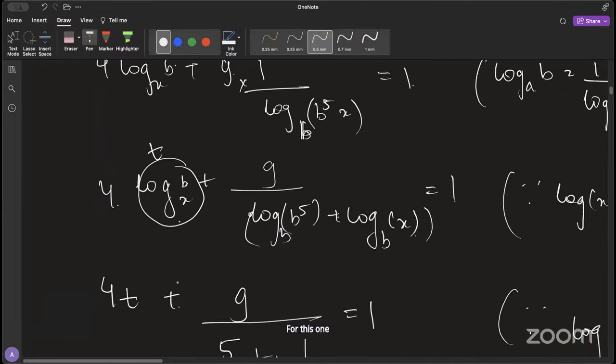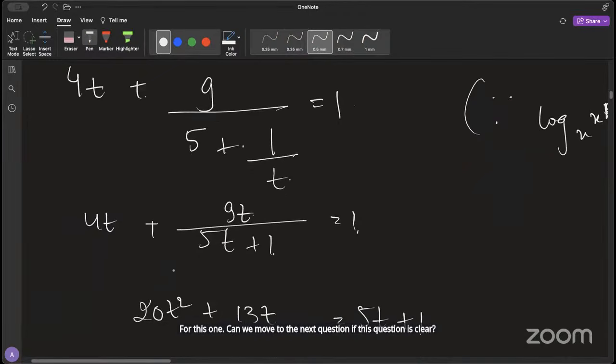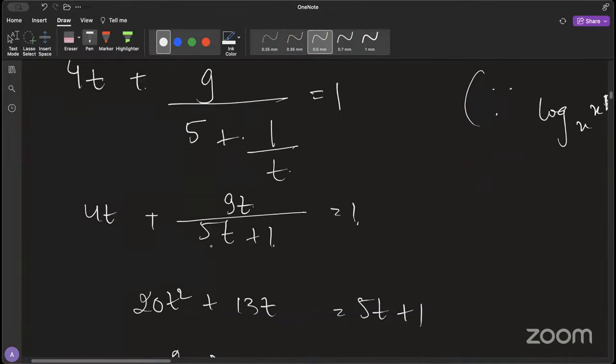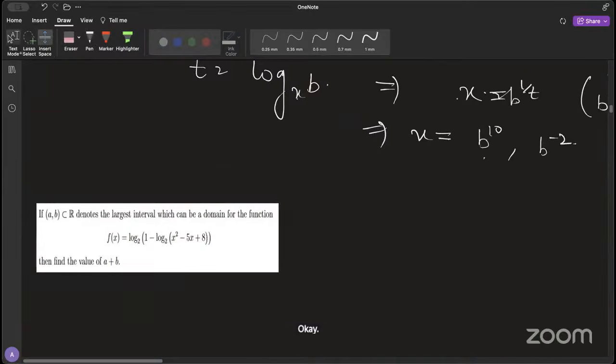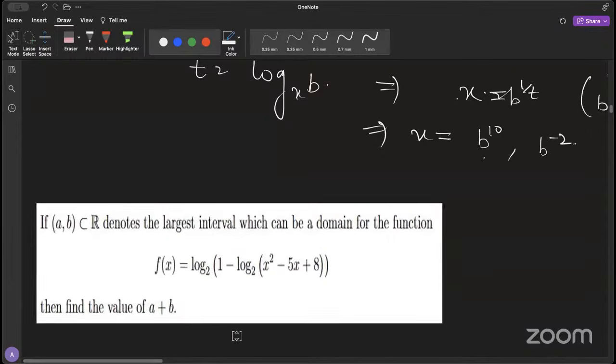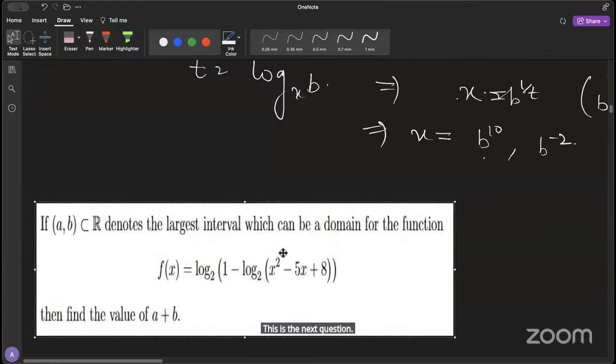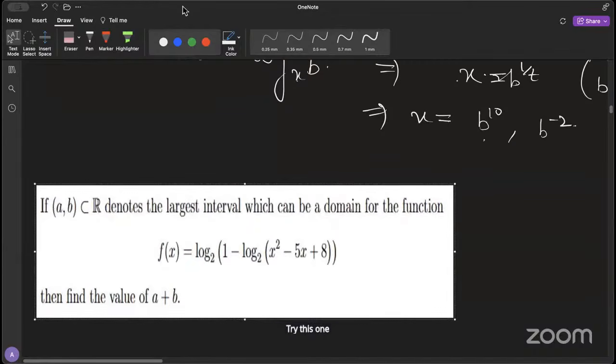Can we move to the next question if this question is clear? Yes, ma'am. Okay. This is the next question. Try this one. And if anyone has a doubt in any question so far, we can discuss that too.